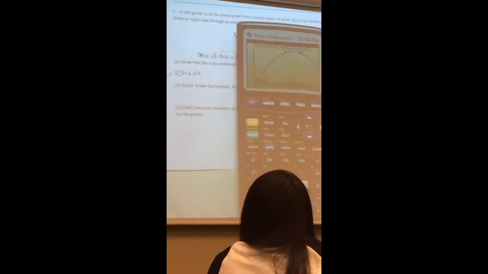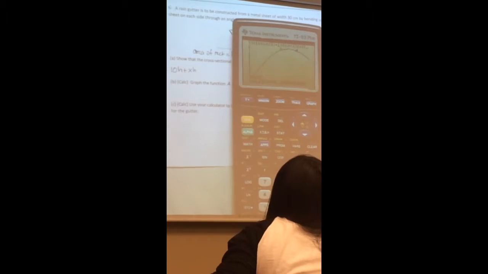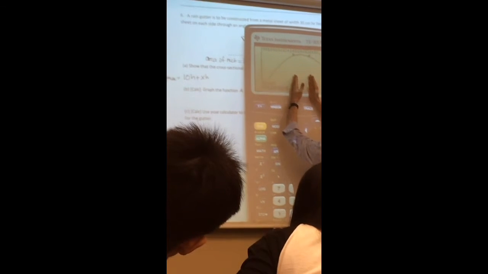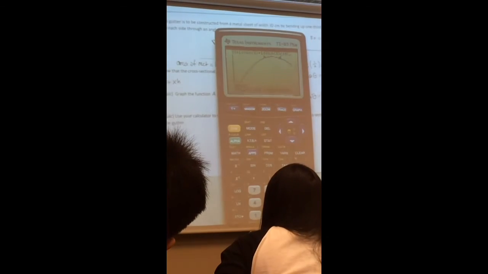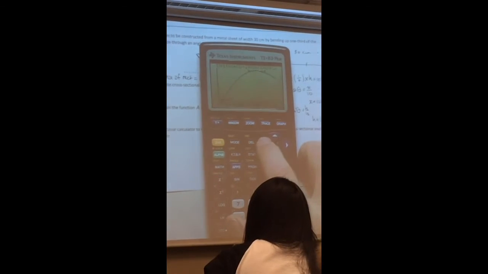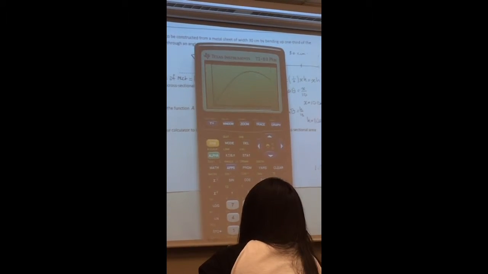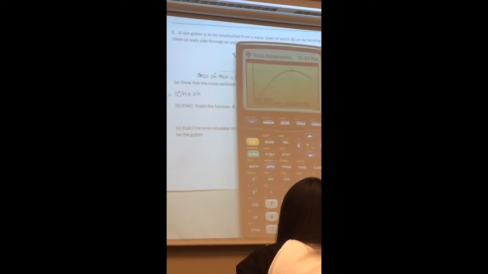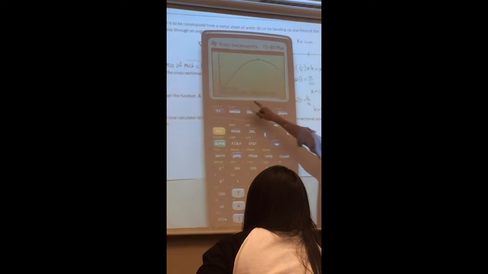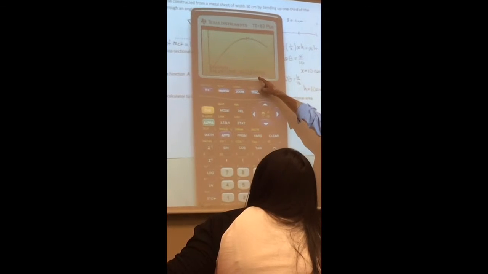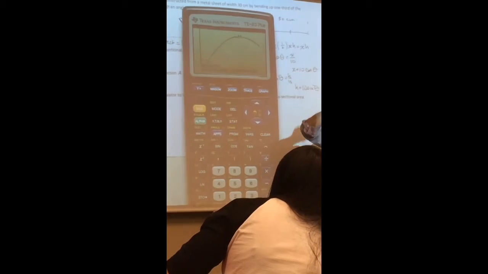Press enter. So we got a left boundary and a right boundary. See these little marks? That means it's going to look between there. Now it wants a guess, so you can just move anywhere near it and press enter. Okay, and then this x value is the value that gives you the maximum, and this is the actual maximum area.